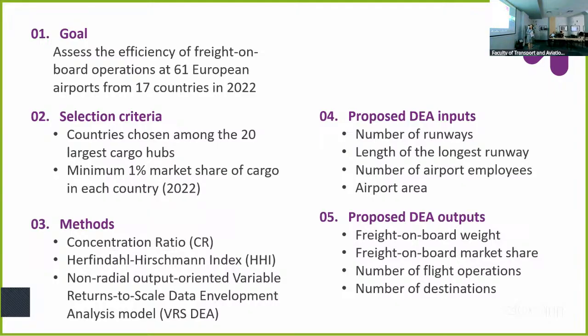Well, selection criteria. Firstly, we started with a table of leading 20 largest cargo hubs. So we found out which countries, yes, possess such hubs, and we took these countries into research. Well, and what was the additional condition? The airport should represent minimum 1% market share of cargo in each country.